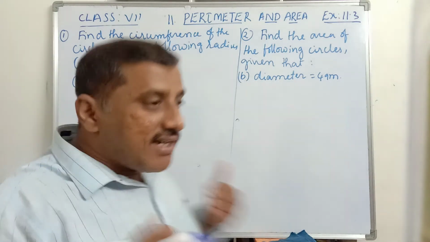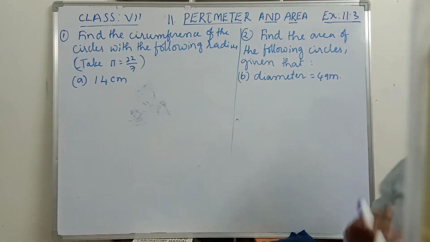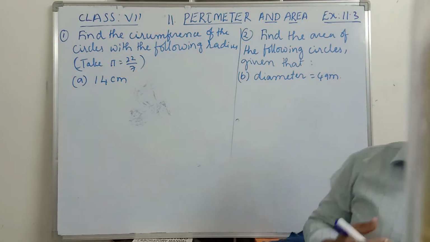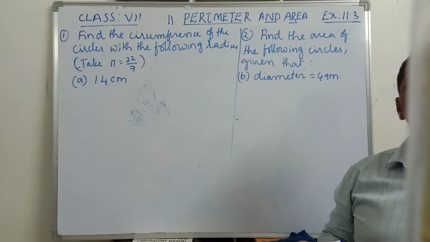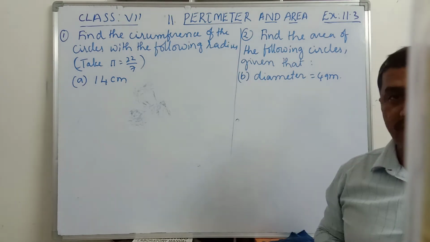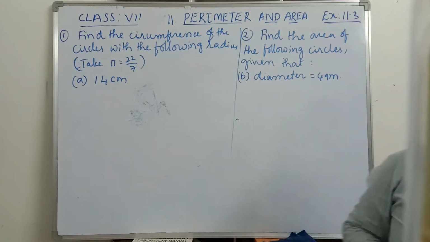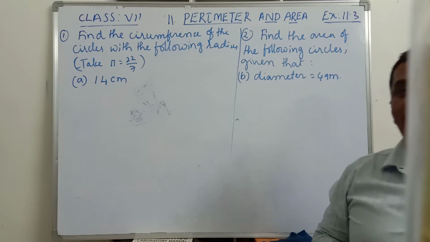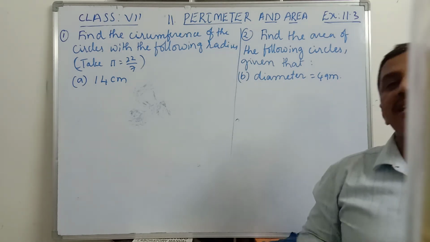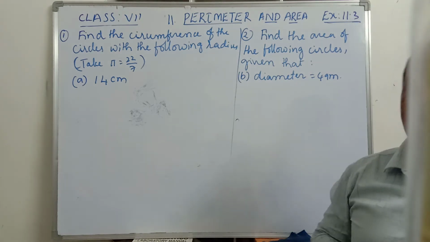What we were discussing is the perimeter and area chapter. In the last class we discussed how to find the area of a circle and its formula, and how to find the circumference of a circle as well as a semicircle. Area of a circle is equal to pi r square units. Circumference of the circle is 2 pi r units or pi into d units.